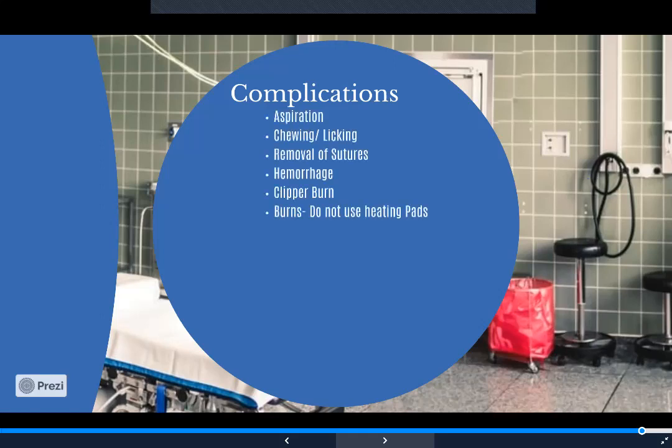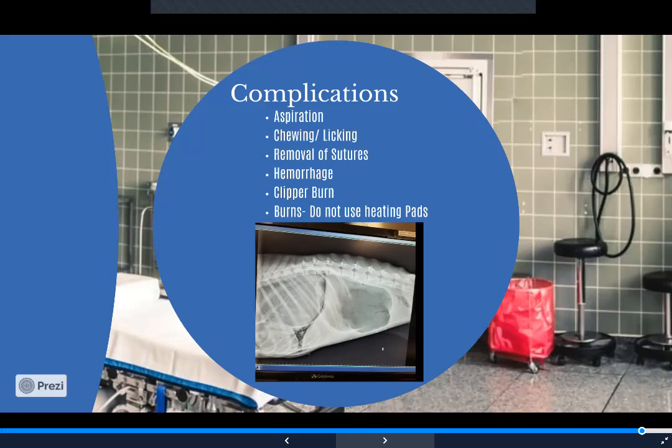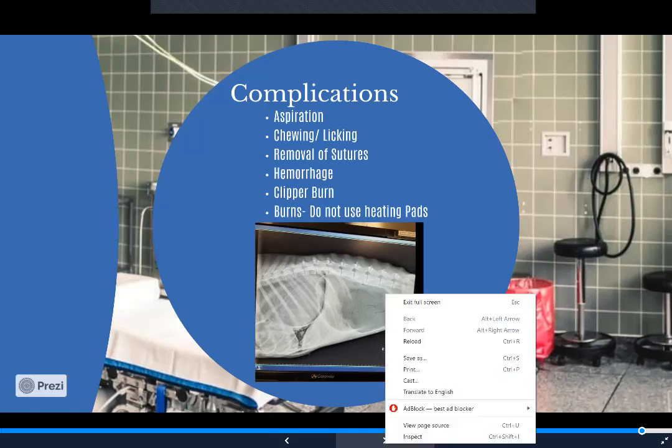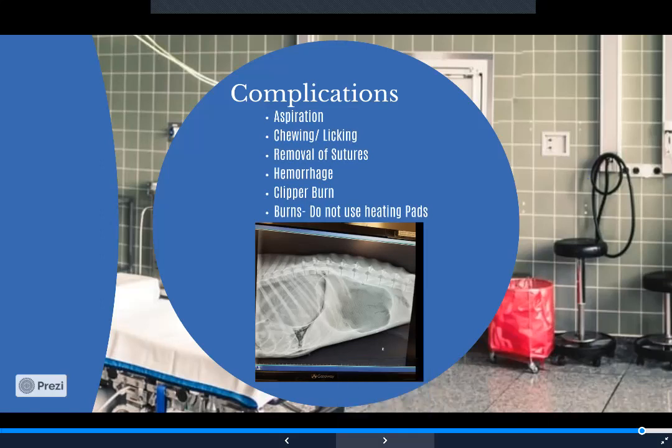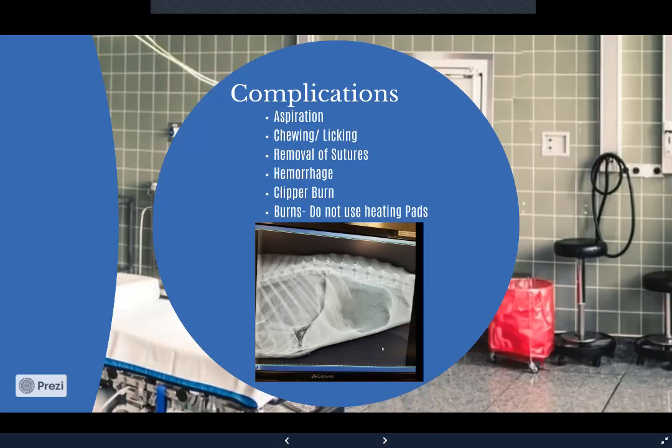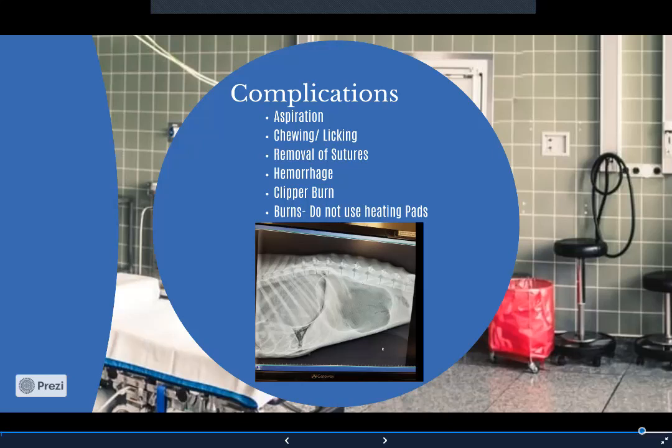Complications: you can have aspiration, chewing, licking, removal of sutures, hemorrhage, burns in general. And it's just really bad things. And here's a really bad aspiration case that happened. It was a dog that vomited and aspirated. You can see the aspiration in this photo here. That's his heart right there, obviously. But here's all that aspiration. And it was just a puppy. So not good.